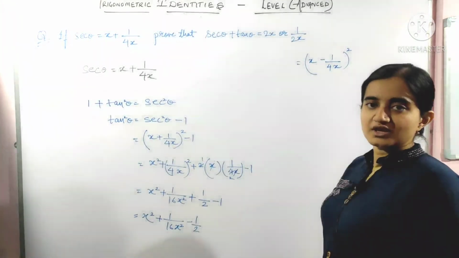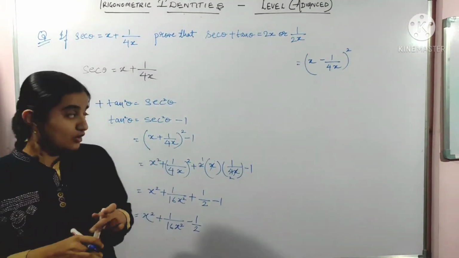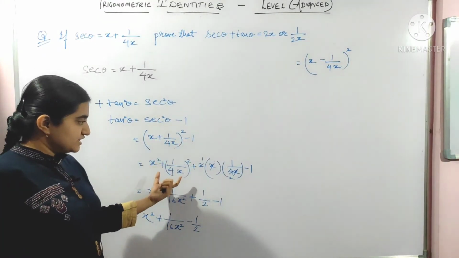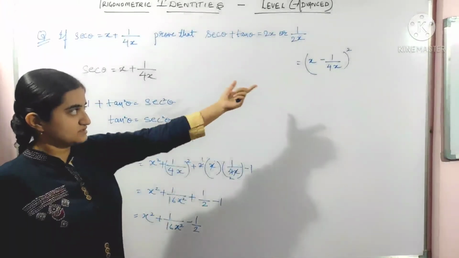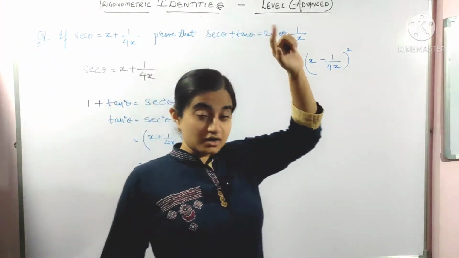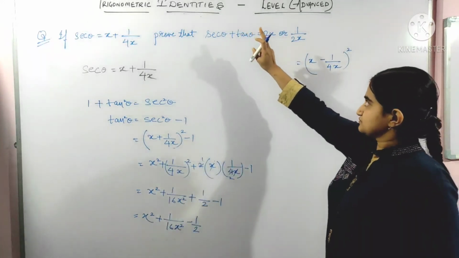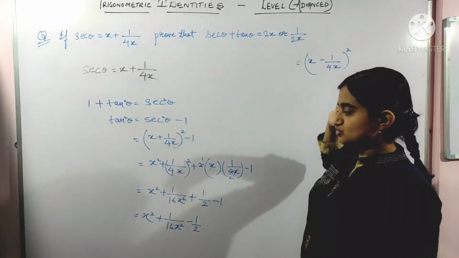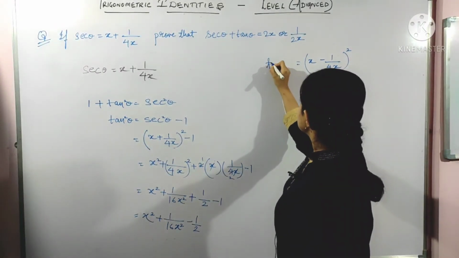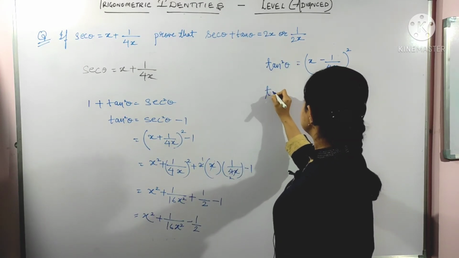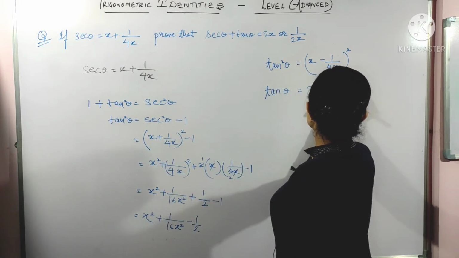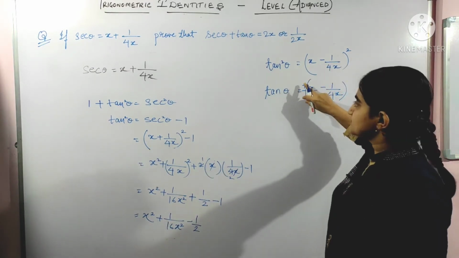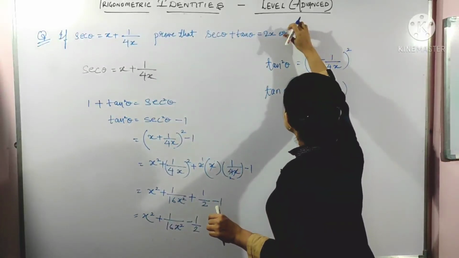So we started from sec square minus 1, proceeded, solved, and what we found was x minus 1 upon 4x whole square. Now what will we do? We want sec theta plus tan theta, which equals 2x or 1 by 2x. So this is the value for tan square theta, so tan theta equals plus or minus x minus 1 upon 4x. Due to the plus minus sign, there will be two cases.